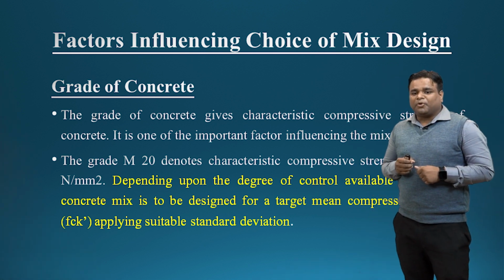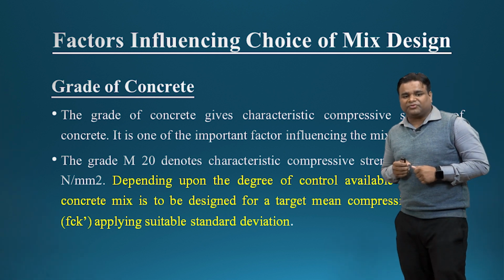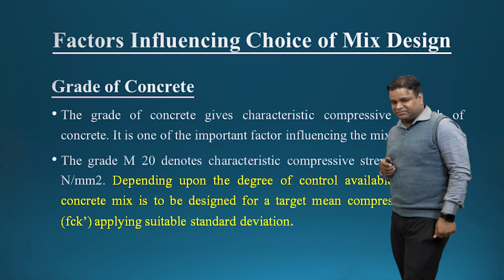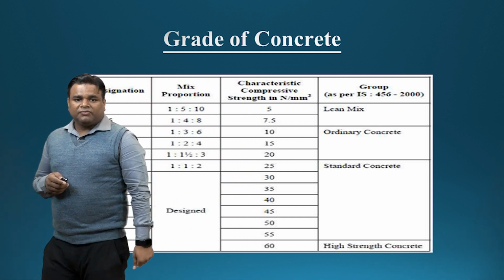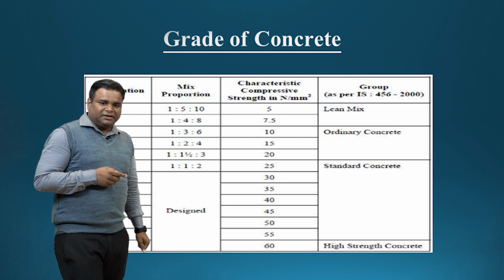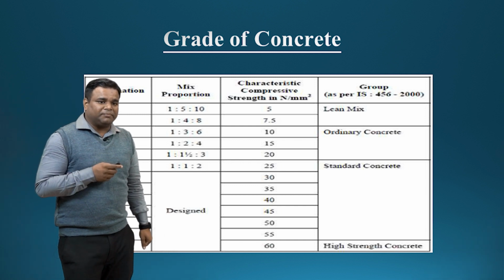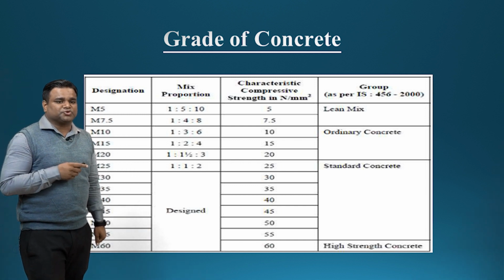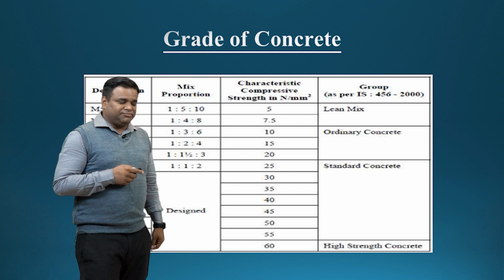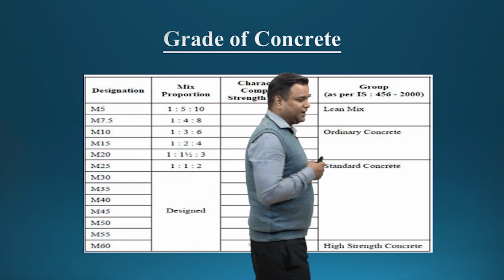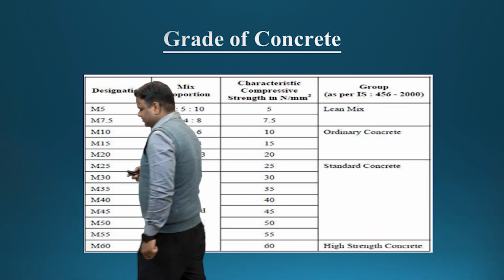Depending upon the degree of control available at site, the concrete is designed for the target mean strength f'ck plus a factor times the standard deviation. This applies to the grades of concrete for all groups: lean mix, ordinary concrete, standard concrete, and high strength concrete also. You have seen that from M5 to M25 we have a fixed proportion of concrete because these are nominal mixes. Then after M25 we have to do the design mix to get the required characteristic compressive strength.